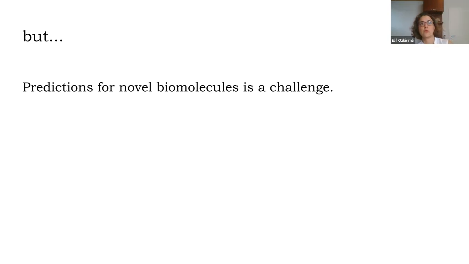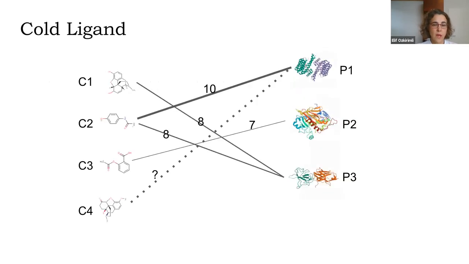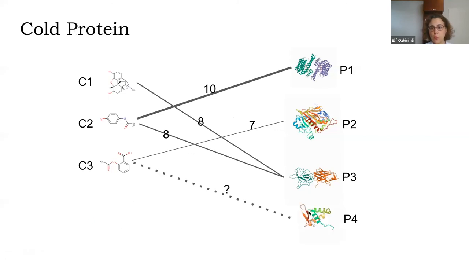So generalization to out of distribution, well, that's a challenge for all of computer science, I guess. So let me give you a few definitions. When I say cold ligand, it means that the ligand was not encountered before. Whereas when I say cold protein, it means that the protein was not encountered before in the training set. Now, reminder that the protein or the compound may be encountered, but in the training the relation is not encountered, right? So that's the sort of secret information that you're trying to predict.